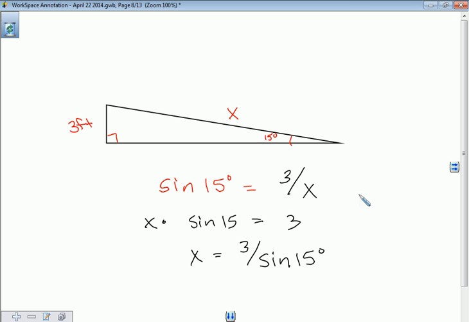Welcome to Home Depot. How can I help you? Yeah, I need a piece of wood that's exactly 3 over sine 15. Okay, see, that is the problem. If you went to Home Depot and asked for a length of wood that was 3 over sine of 15, whoever's assisting you may not know how to do that. So it's best that you do that conversion before you end up at Home Depot.